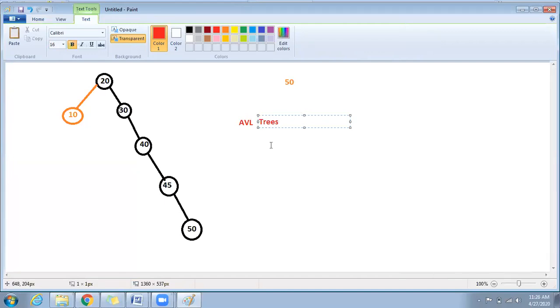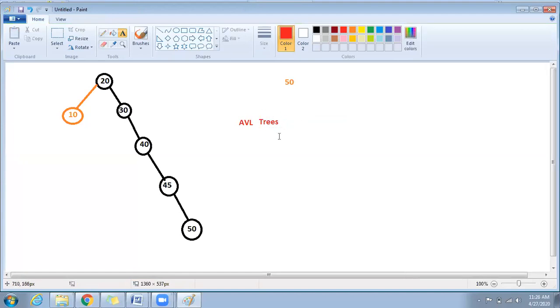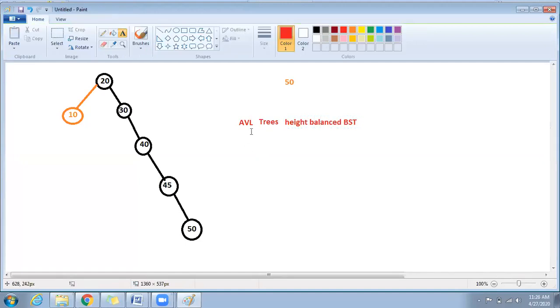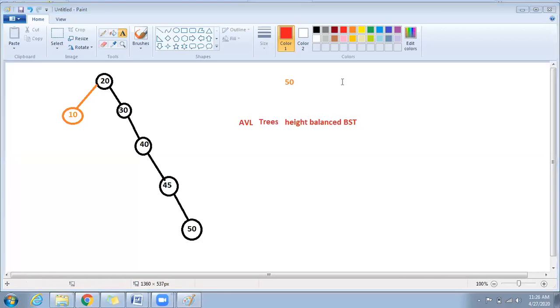It should be a binary search tree. But what kind of binary search tree? Height balanced binary search trees. What are AVL trees? Yes, it is one of the non-primitive, non-linear data structures. It is a tree data structure. It is one of the binary trees. It is a binary search tree with one condition. What is that condition? Height balanced binary search tree. So we'll see one example.